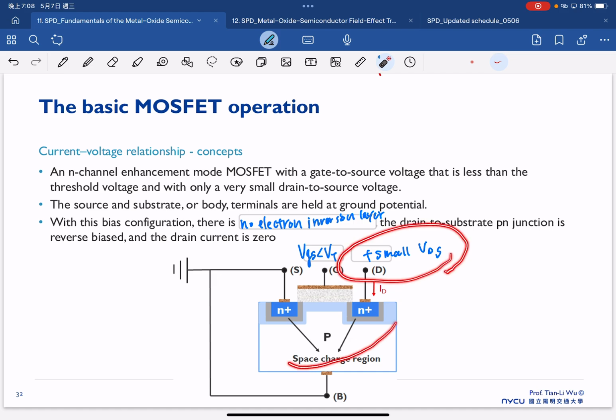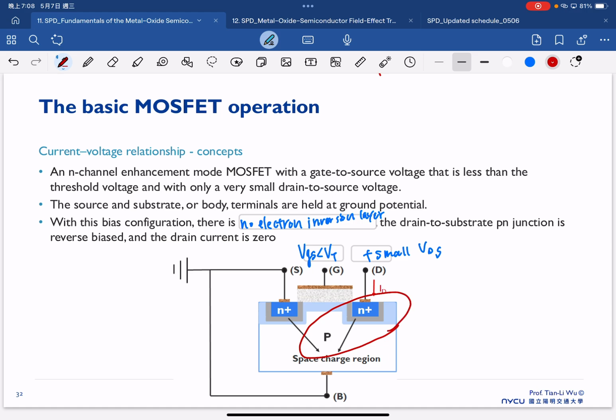As I previously mentioned, the purpose of understanding the PN junction is not only for the PN diode, but it is also crucial in the end to understand the MOSFET operation. So we have the PN junction here. Although we might apply a small VDS, this small VDS will still create the reverse bias.